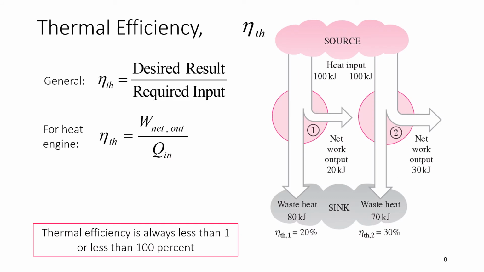Okay, next we come to the thermal efficiency. Any device has an efficiency. The general equation, you see this, n_th means thermal efficiency. The symbol eta means efficiency. TH means thermal. So when you talk about a heat engine, you're talking about the thermal efficiency. Generally, efficiency is the desired result, or in other words, what you want, over the required input. Required input is what you pay.